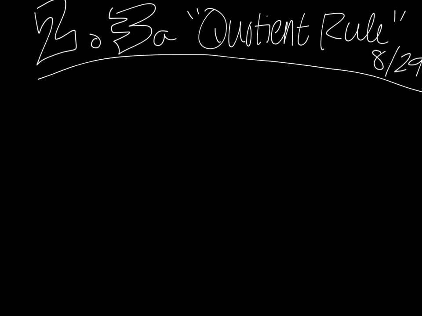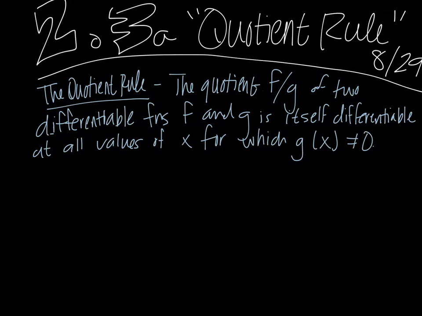So, let's talk about the quotient rule. I'm going to start by giving you guys just the standard statement that we need to say at the beginning of the rule. The quotient f divided by g of two differentiable functions, f and g, is itself differentiable at all values of x for which g of x does not equal 0.